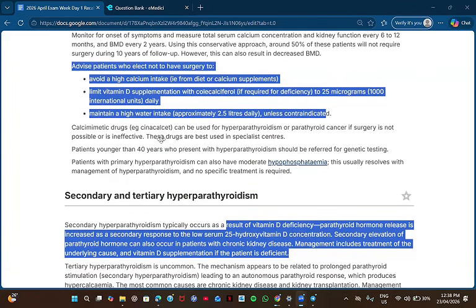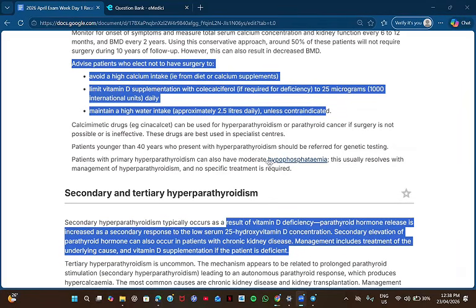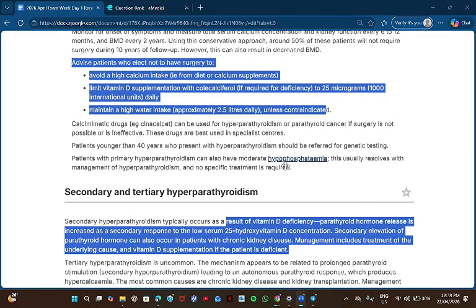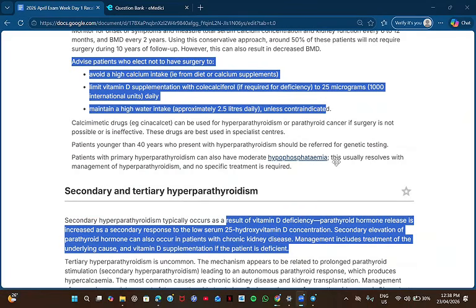Calcimimetic drugs like cinacalcet can be used for hyperparathyroidism or parathyroid cancer if surgery is not possible or ineffective. Right? So, a patient younger than 40 years who presents with hyperparathyroidism should be referred for genetic testing. A patient with primary hyperparathyroidism can also have a moderate hypophosphatemia. Right? This is usually resolved with the management of hyperparathyroidism.